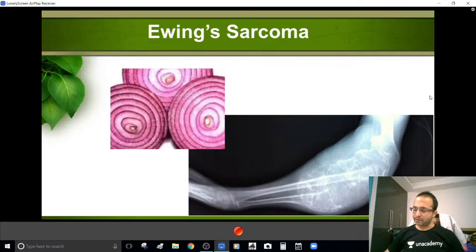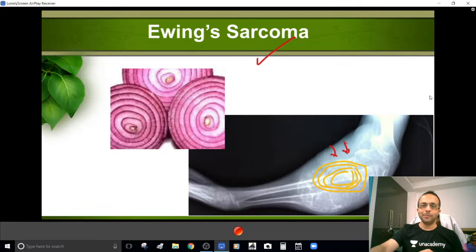This is the X-ray finding that you have in Ewing sarcoma. Look at the amount of periosteal reaction. You find huge amounts of bone formation, and this is actually in layers. First layer, second layer, third layer, fourth layer. So you have bone formation occurring in layers, and perhaps that's what you call the onion peel appearance. So that is classical in Ewing's.